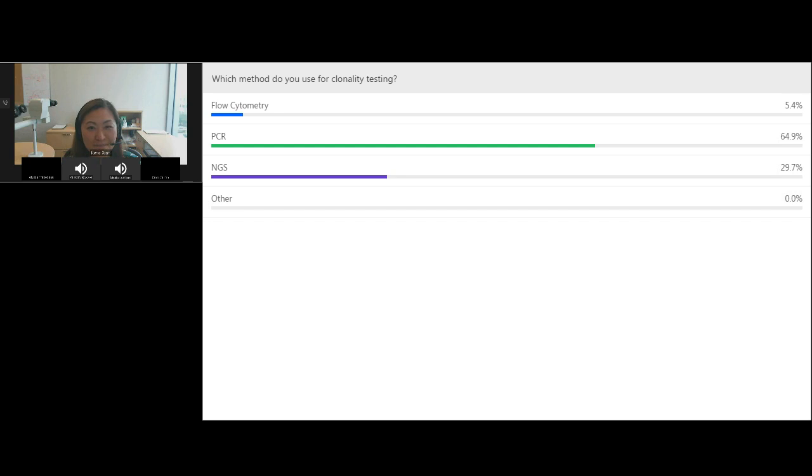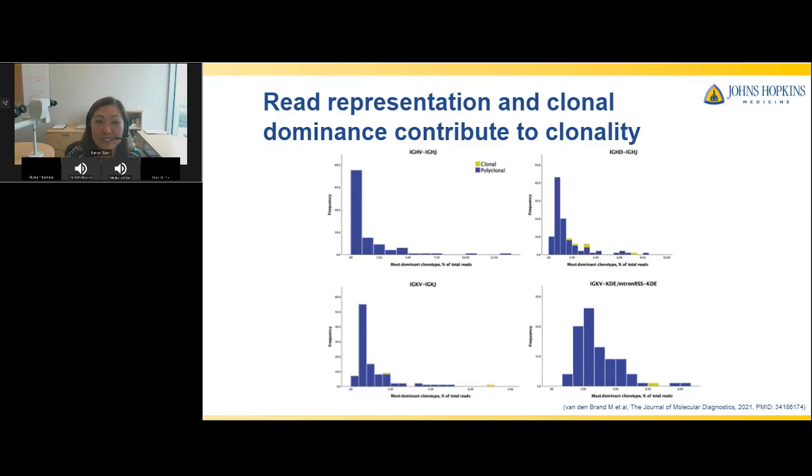Okay, great. All right, so let's dive into a little bit more about interpretation. So how do different groups actually arrive at an interpretation of clonal versus non-clonal? Now, currently, there are no clear guidelines, and I'm hoping over the coming years, maybe guidelines will develop just like they were developed for PCR-based clonality.